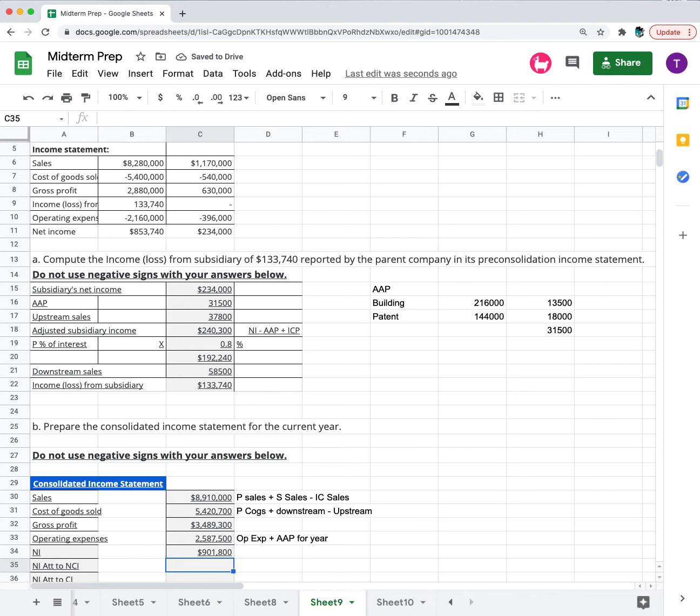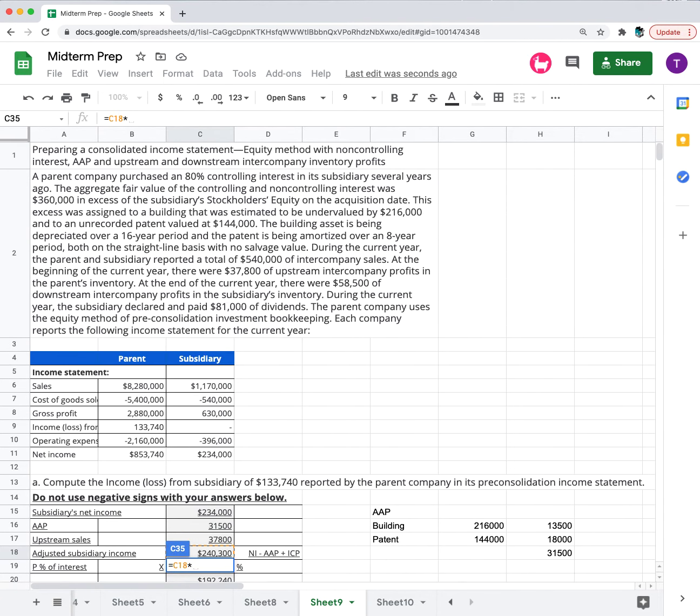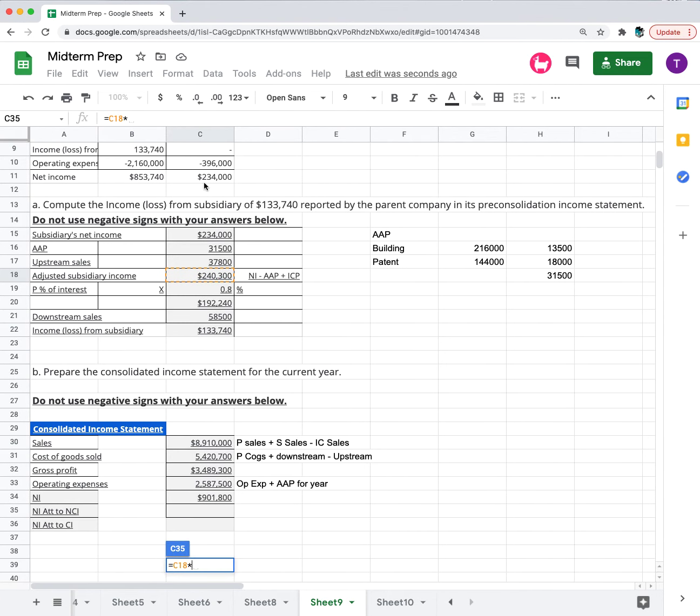And so the net income attributable to the NCI is going to be equal to this adjusted subsidiary income up here, the $240,300. Make a special note of this, because your instinct might be to grab the $133, but it's this adjusted subsidiary income times their 20%, for $48,060. And then obviously the difference would give us what's attributable to the CI.